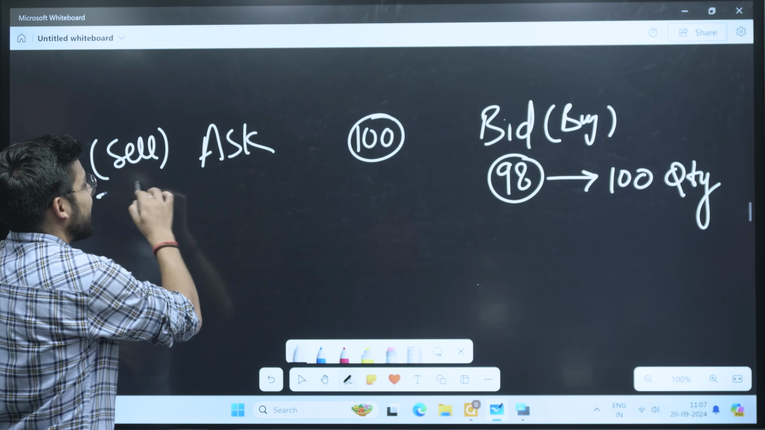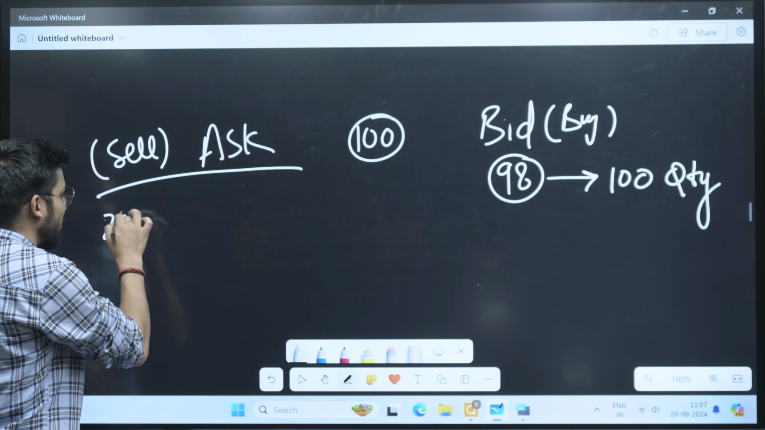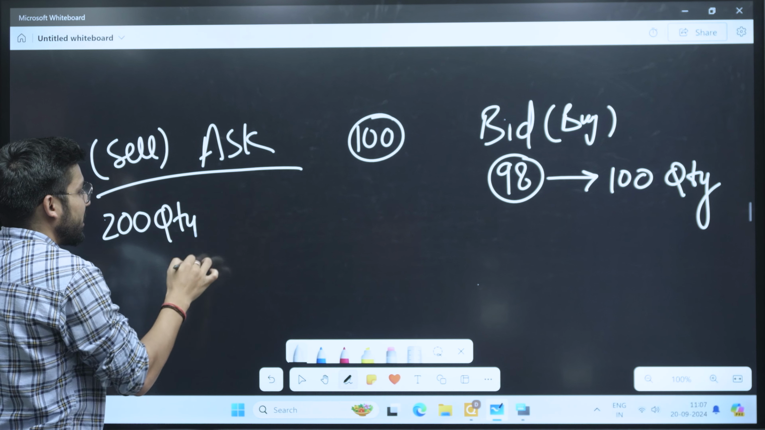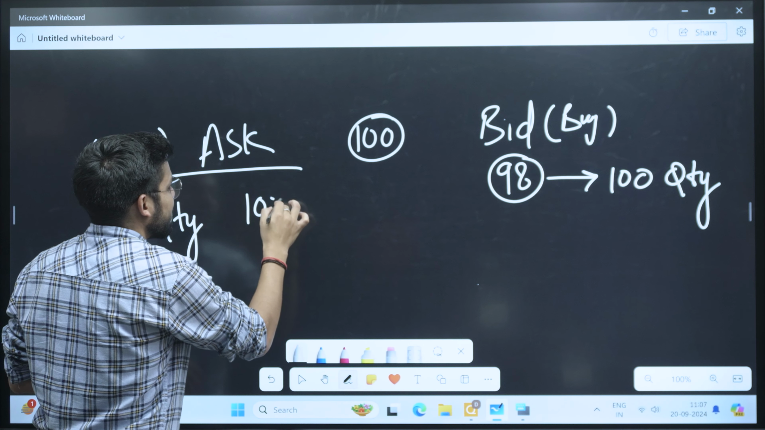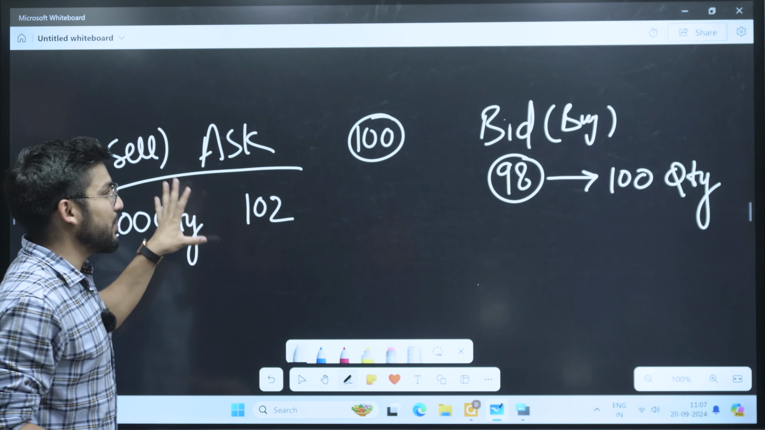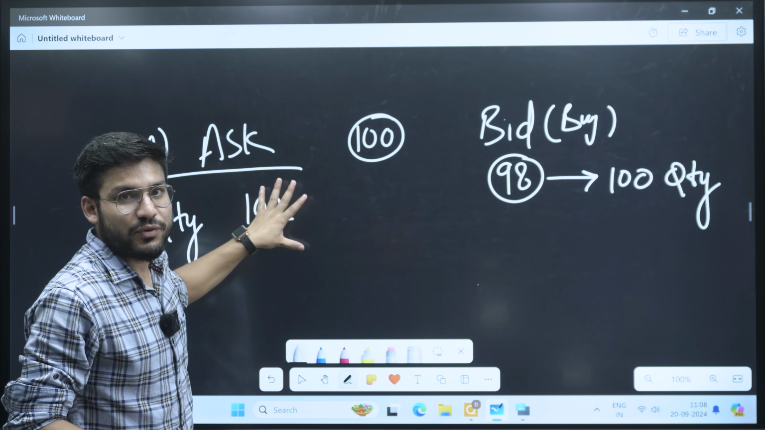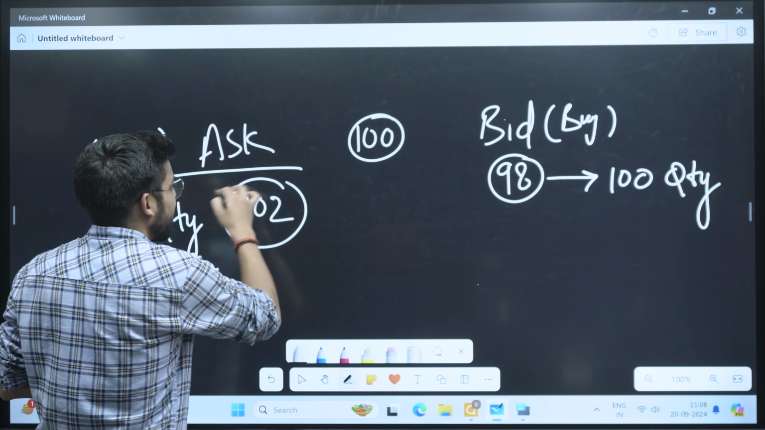Similarly, on the selling side, a seller wants to sell a quantity, for example 200 quantity, at a price of 102, right? So if the market reaches 102, this order will be executed, and whenever the market goes down in the bearish direction, he will enjoy the profit, right? So now he has placed his order at this level.